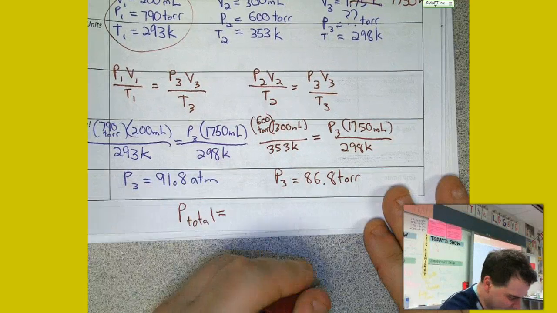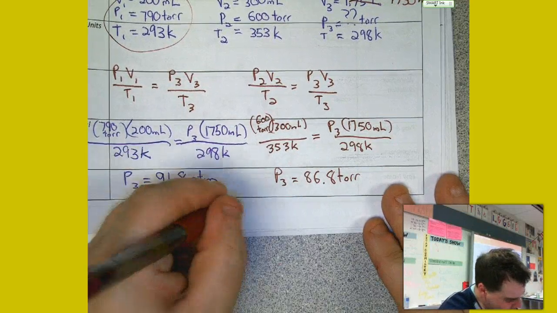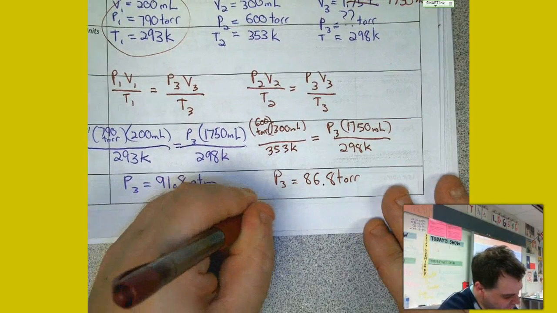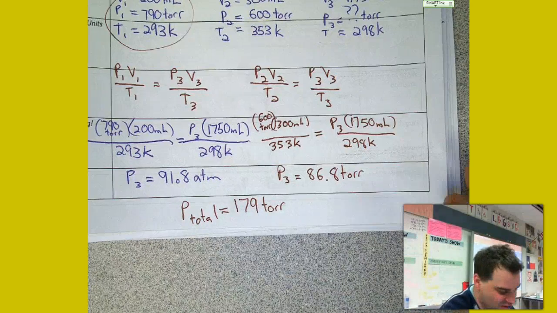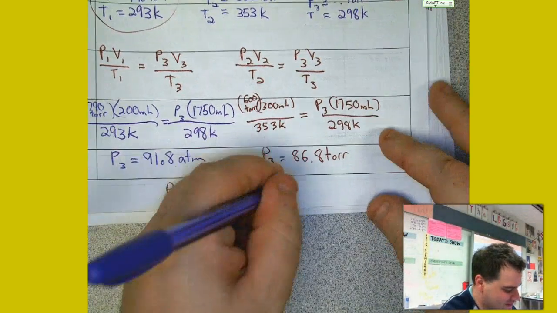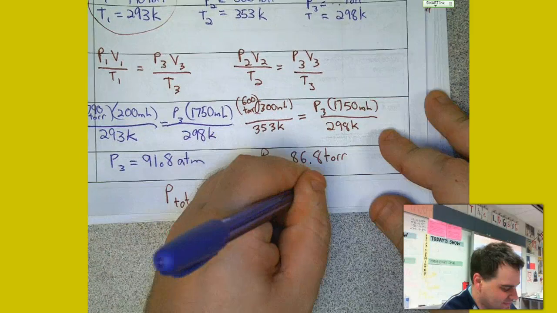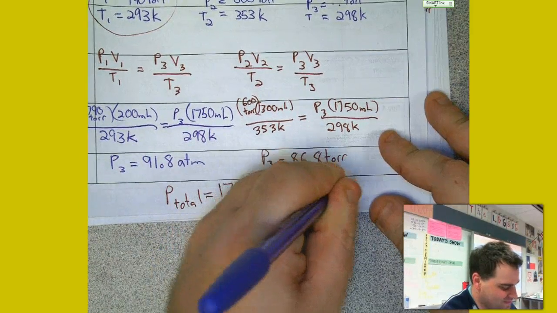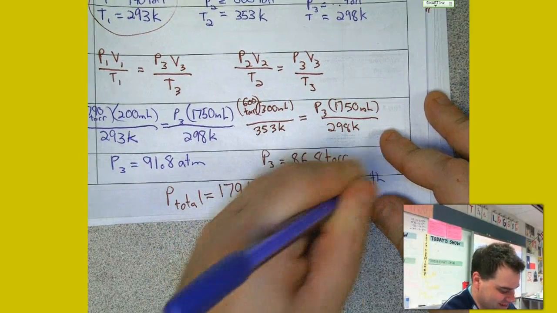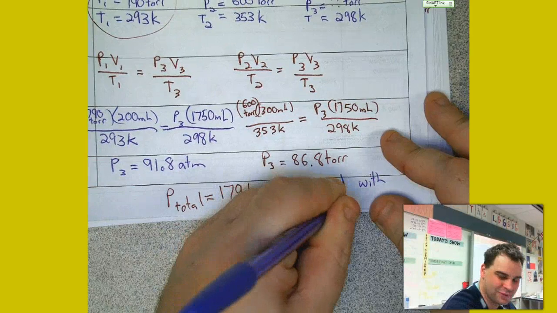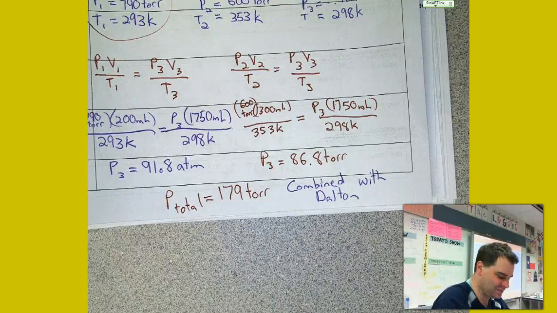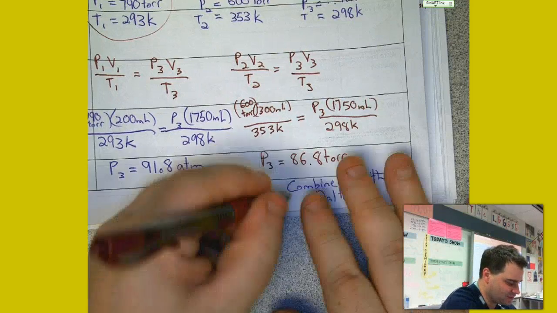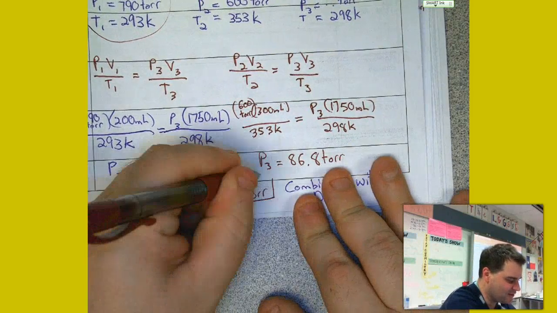So then the total pressure is, you add them, 179 torr. This is what I would call combined with Dalton. That's what I'll call it. It's no official name, but that's what I will call that problem. If you're trying to figure out what the answer is, the answer was 179 torr.